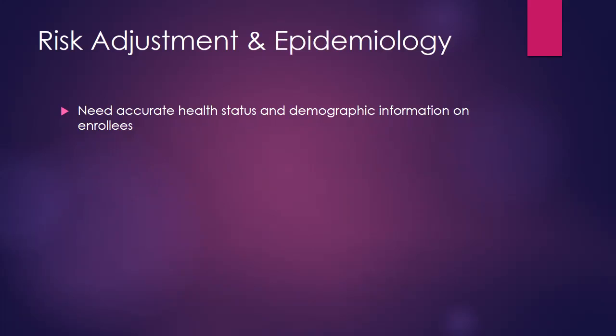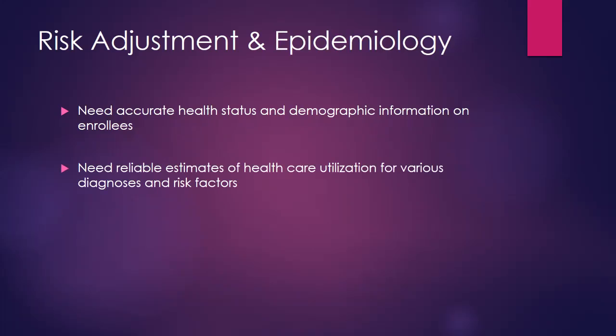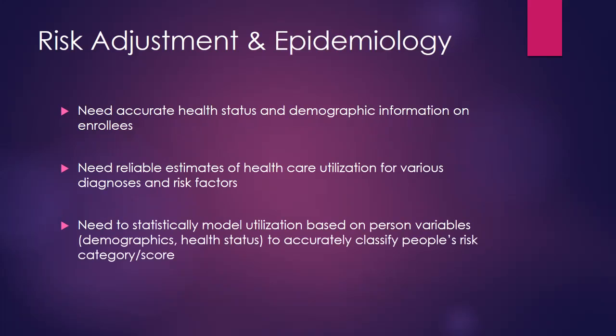And how does this relate to epidemiology? Well, we need a number of pieces of data in order to make risk adjustment work. First, we need accurate health status and demographic information on our population. We need reliable estimates of healthcare utilization for different diagnoses and risk factors. And we need a statistical model that adequately represents variability in utilization and accurately classifies people's risk or category based on their characteristics and the healthcare utilization information we have.